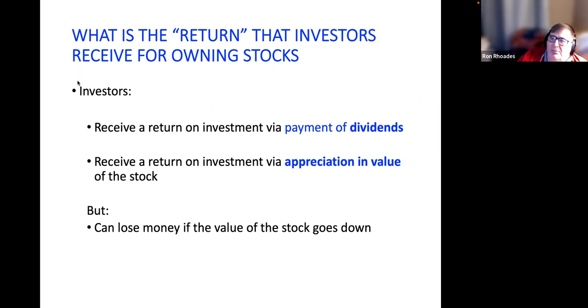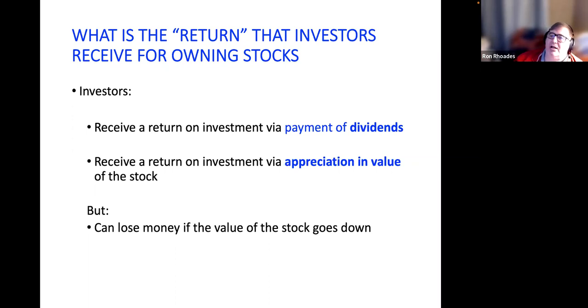So what do you get from owning stock? Well, hopefully what you're trying to get first off is a payment of dividends, basically cash that's paid out from the company, typically on a quarterly basis. Not all stocks pay dividends. A lot of the time companies will keep their cash and use it to grow the company as opposed to paying dividends, or they might be paying off debt or doing something else with the cash.